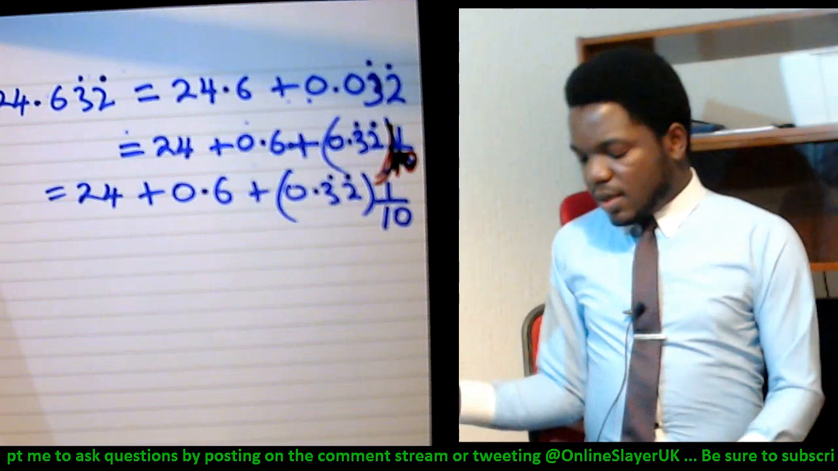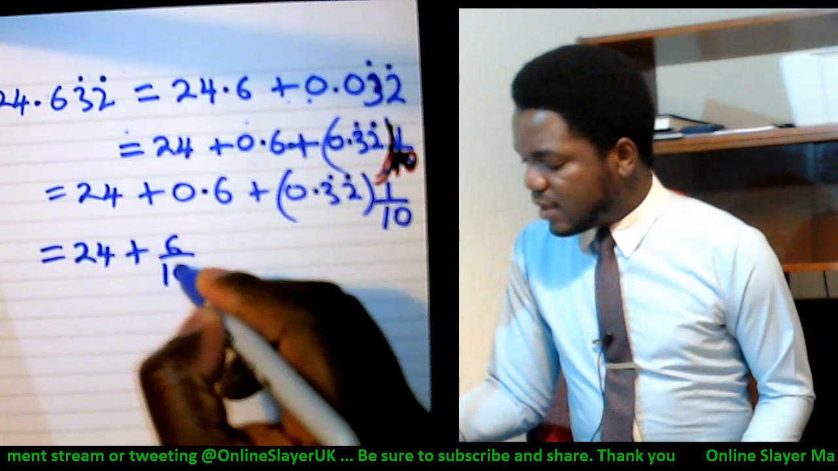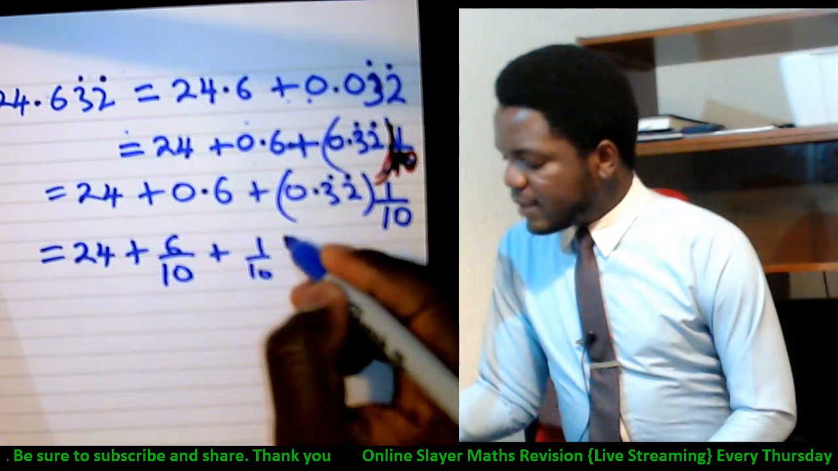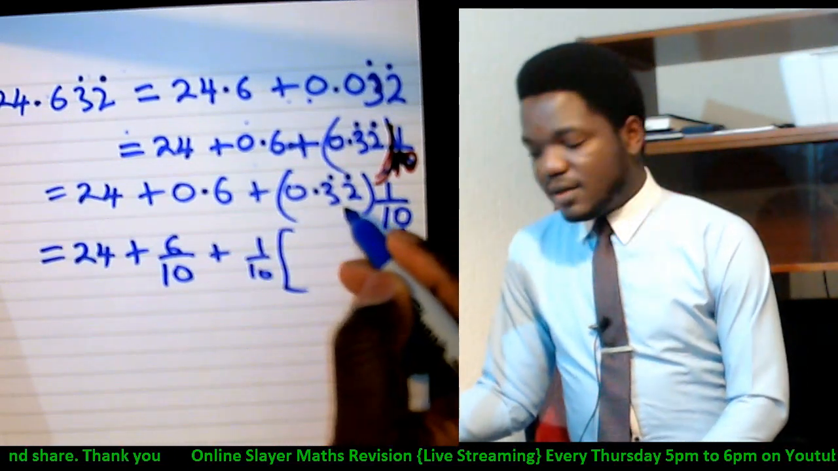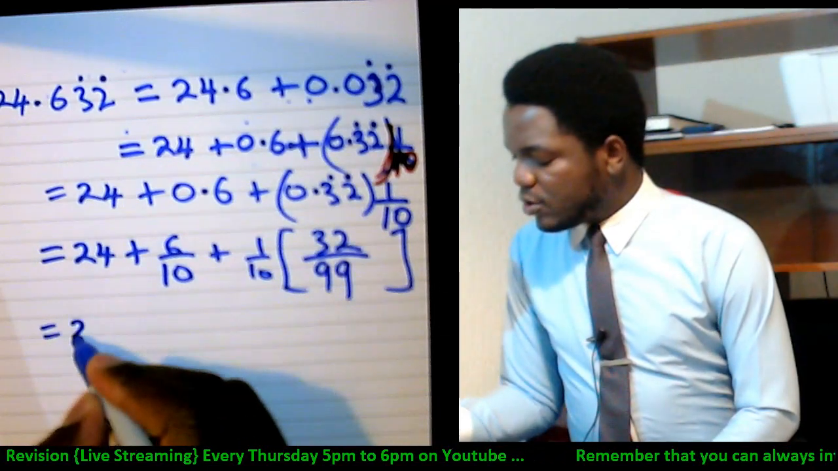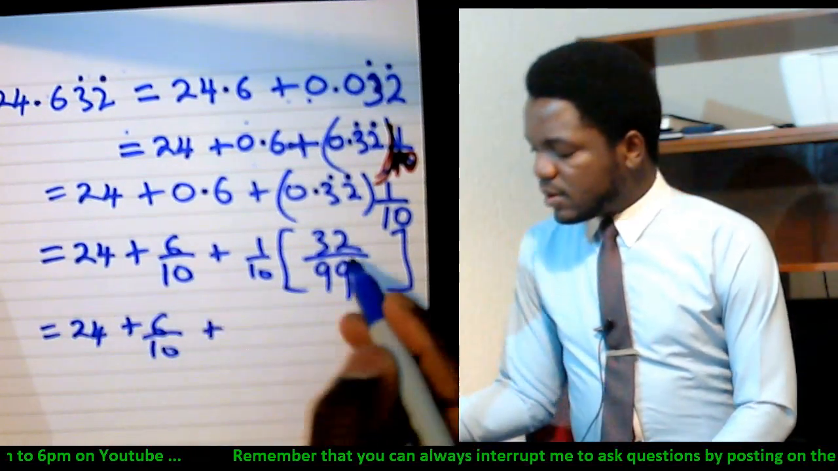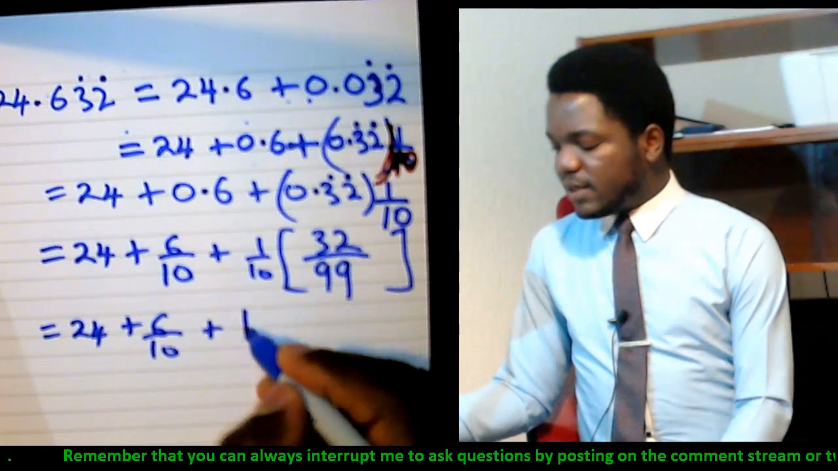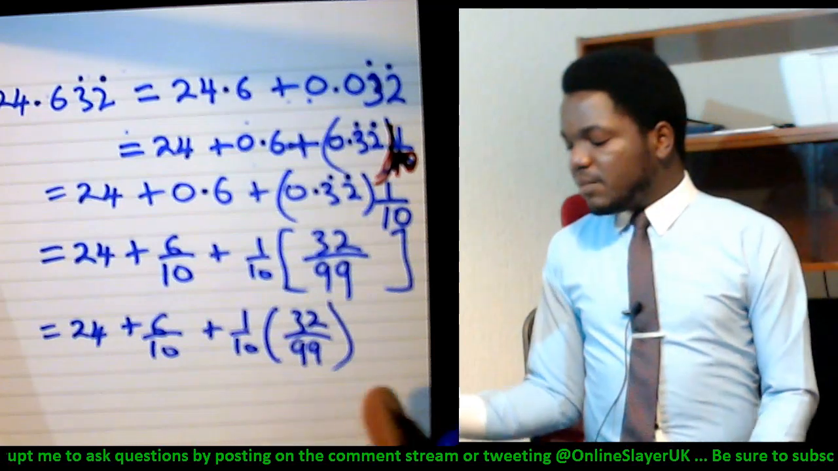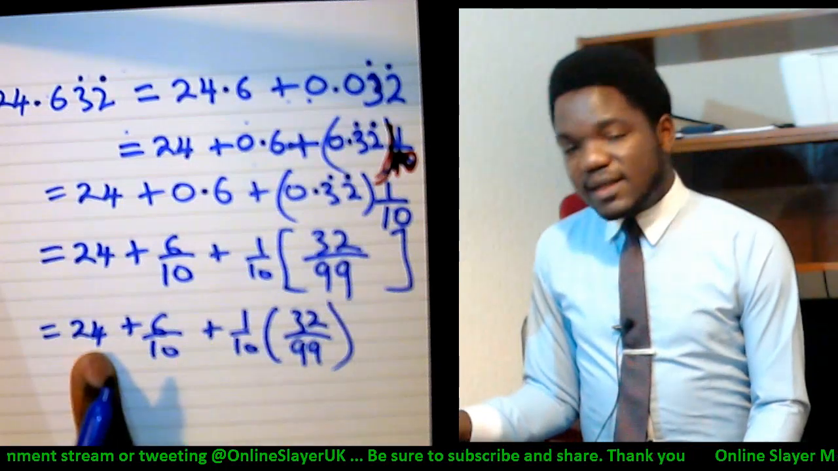Okay, now so we are happy to do this. 24 plus 6/10, you know we did that previously, and then here you've got 1/10 multiplying something, and what's that thing? 32/99, if you remember, and that is 24 plus 6/10 plus 32/99 times 1/10. And you simplify this into a fraction, you add it to this one, and you add it to 24.